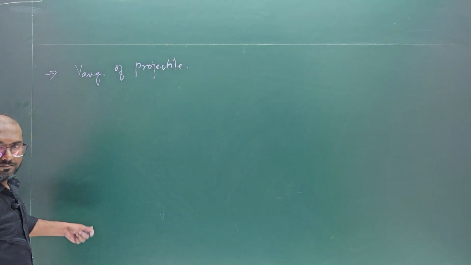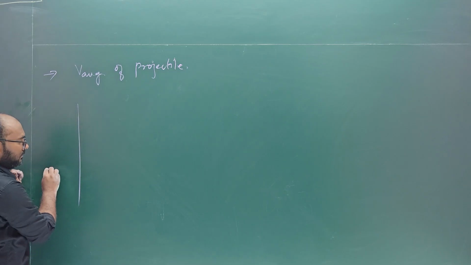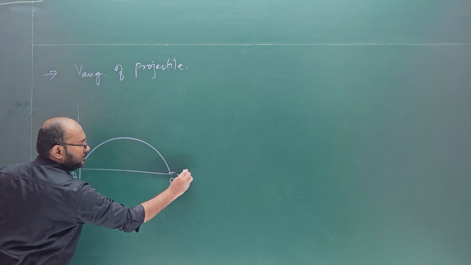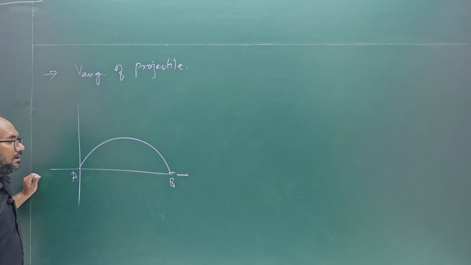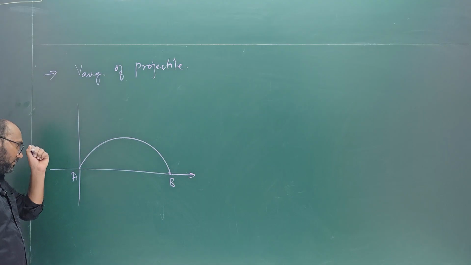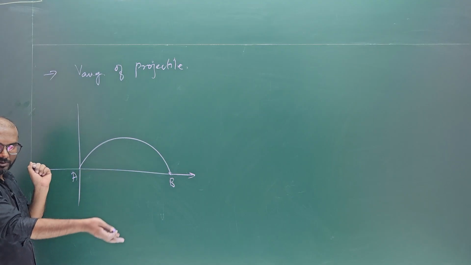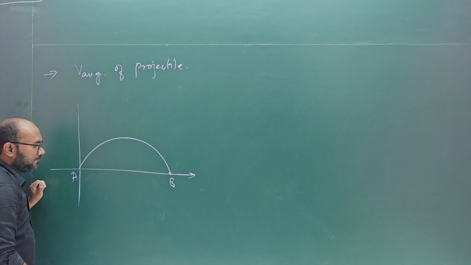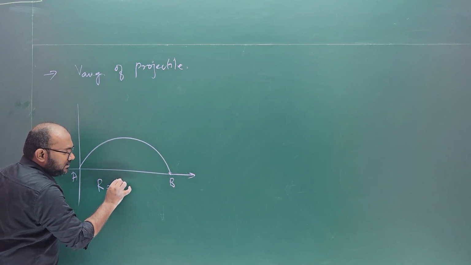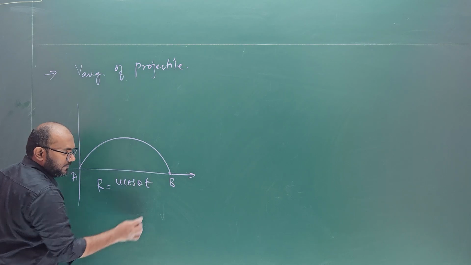Now listen to me. For example, this is your A, this is your B. If they are asking the projectile from A to B, throughout the projectile, then can I say what is the displacement here? Displacement is nothing but your range. And what is your range? That is U cos theta into t.